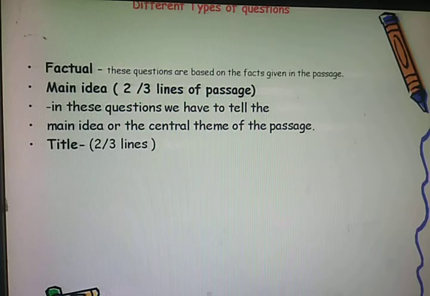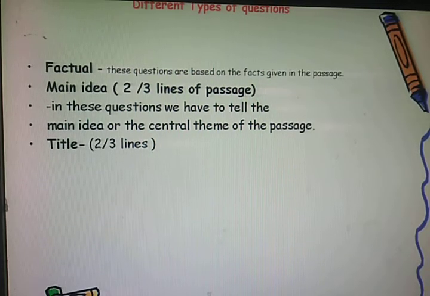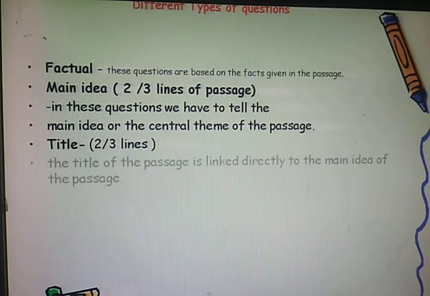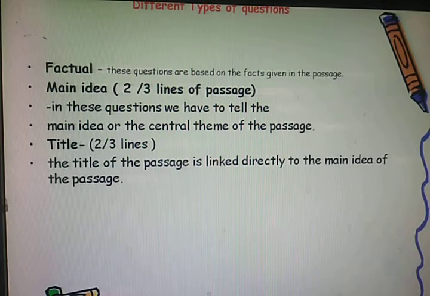Yes, my dear students, they may ask you the title of the passage. Sometimes they do not give you the title or the heading. They may ask you what could be the title. So the title you'll find in the first two or three sentences. The title of the passage is linked directly to the main idea of the passage. Yes, in the title you'll find what could be the main idea of the whole passage.